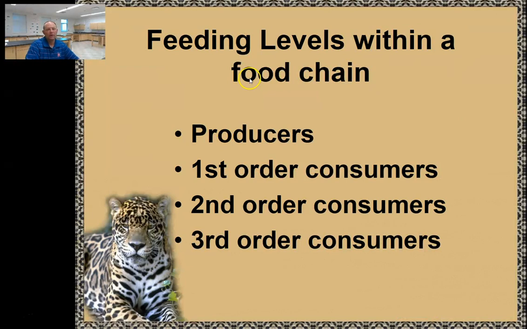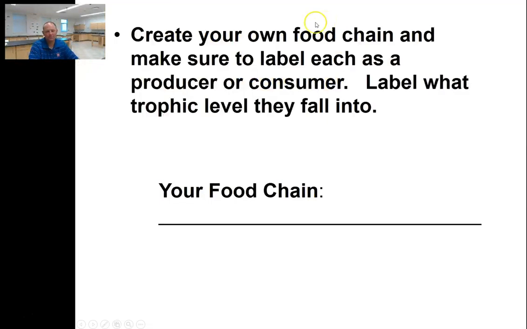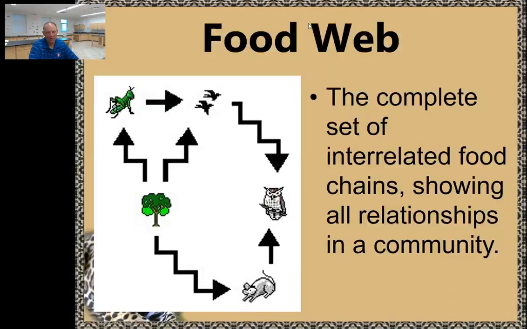Okay. Here again, just making sure you understand this concept. Producers, first order, second order, third order consumers. We've already done our own food chain. Okay. Now food webs become a little more complicated, because when we get a food web, we're going to add the complete set of interrelated food chains showing all relationships in a community. So as you have this on your paper here, you want to fill that out in the middle of page 3.